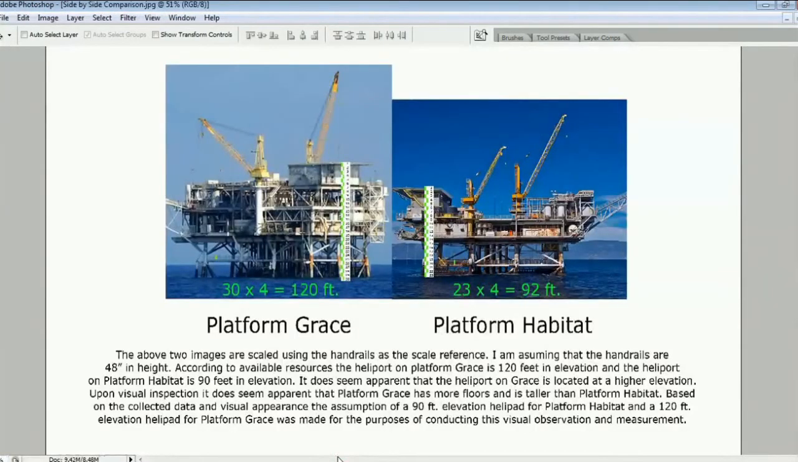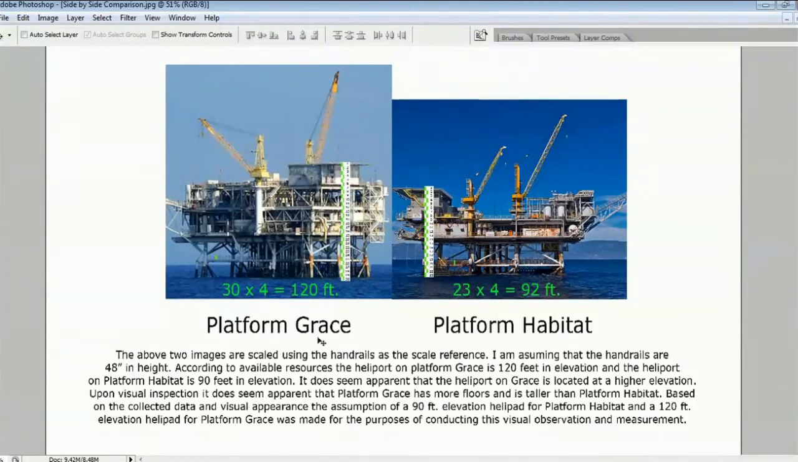So here's my side-by-side image of the two platforms, Habitat and Grace. So again, there's that pole for the crane. This arm that sticks out to the side, you can't see it from the angle we're at because it's kind of aiming back towards the island. But I've pretty well established the fact that it is Grace.